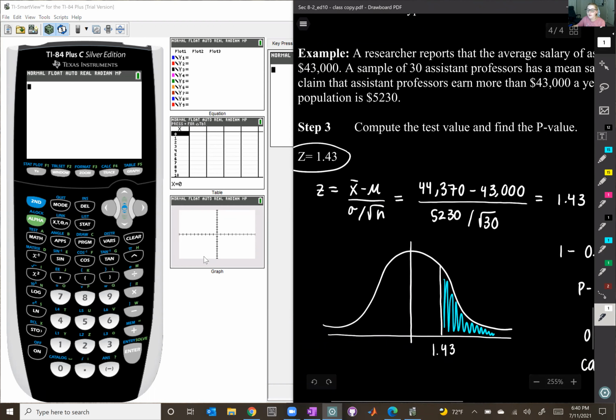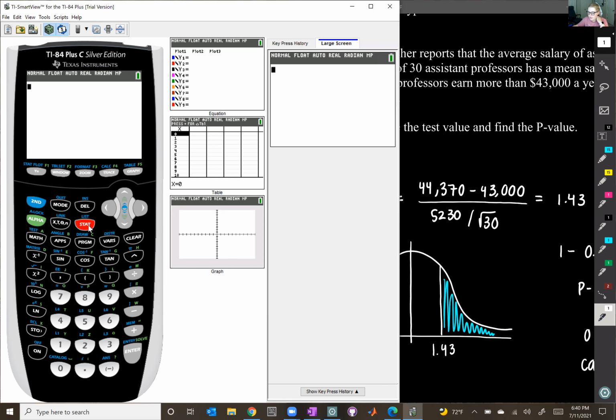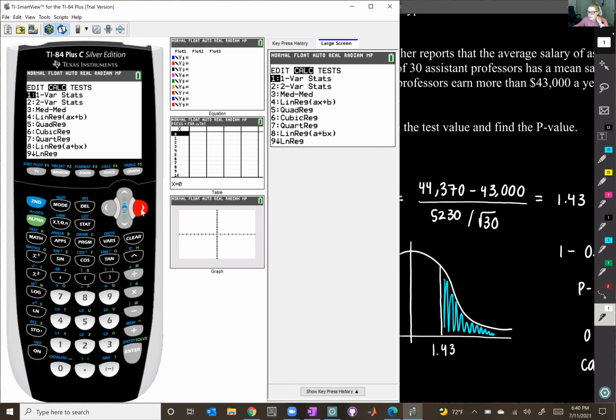Okay, so if you have your TI-84 or something similar, follow along. So first of all, we are going to hit the stat button. And then you can see along the top, you have edit, calc, and test. So we're just going to come over to test because we're doing a form of a test here. And we are doing a z-test. So you're going to hit number 1.